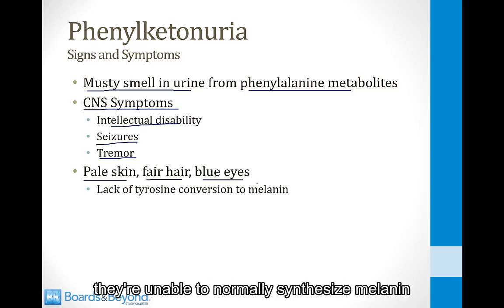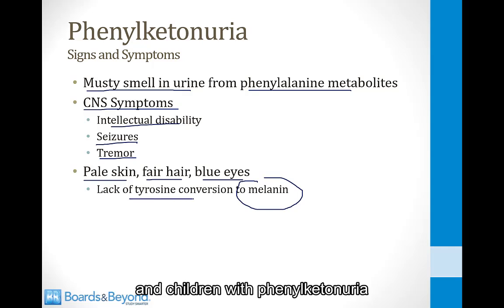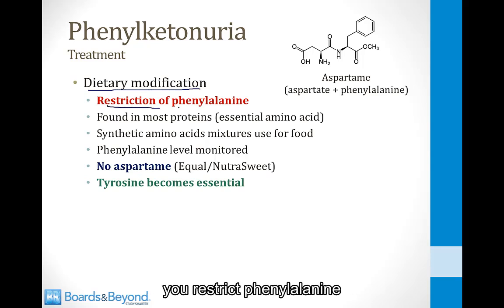And this is because they're unable to normally synthesize melanin. And that's because melanin derives from tyrosine, and children with phenylketonuria cannot normally produce tyrosine. The way you treat phenylketonuria is through dietary modification. You restrict phenylalanine in the diet of children born with PKU.